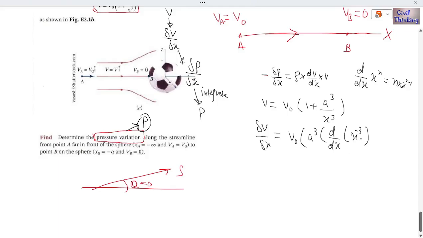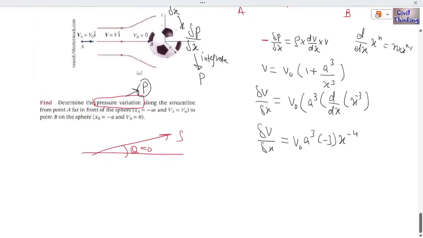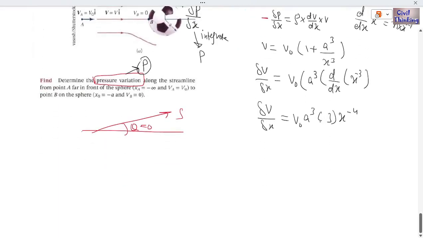So here, when we do this delta v by delta x, it is going to be v naught a cube times minus 3 times x raised power minus 3 minus 1, so it is going to be x power minus 4. So I will write this negative 3 outside. So we have delta v upon delta x is, rearranging these terms, minus 3 v naught a cube x power minus 4.